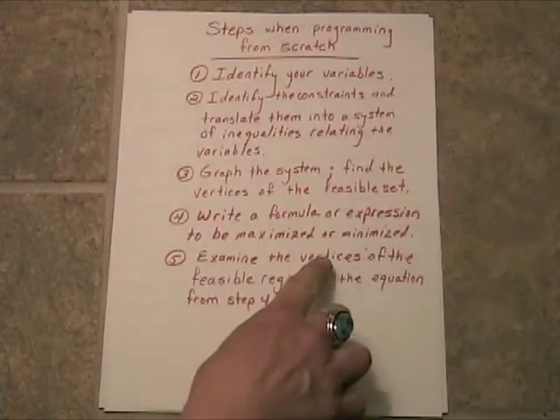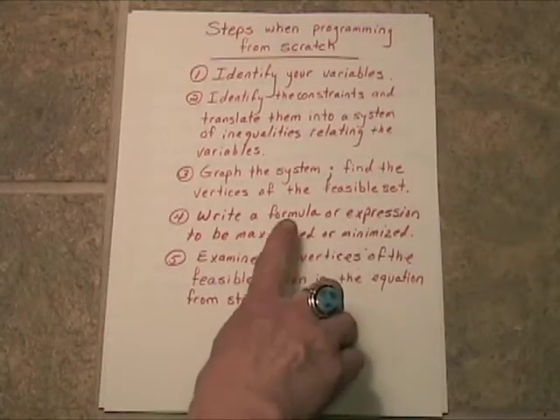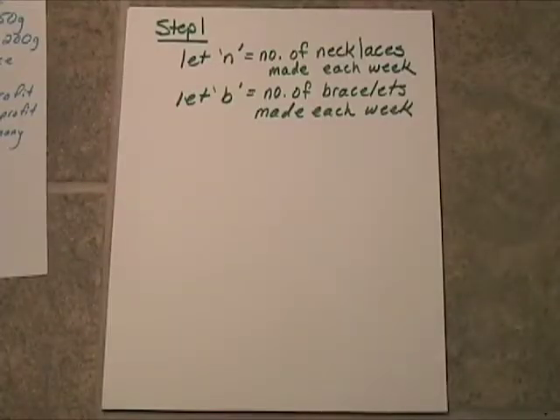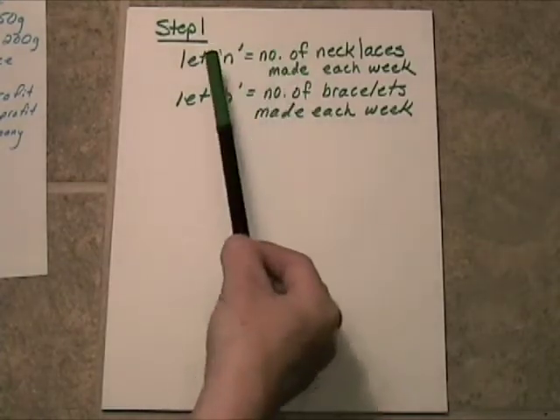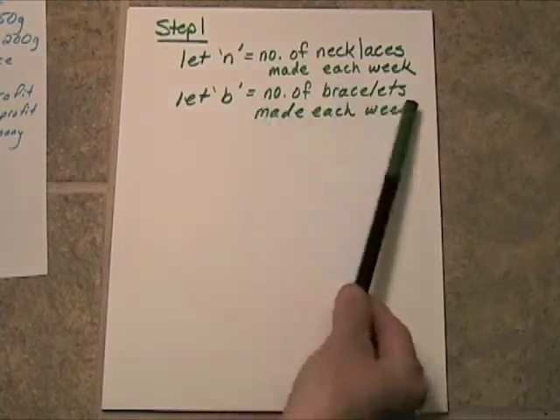And then they plug the coordinates of the vertices of the feasible region into the profit expression, and examine all the vertices and see which one will make them the most money. Doesn't sound too bad as long as we can follow 5 little steps. Step 1 is to identify your variables. Well, there's 2 things here that we're looking at. The number of necklaces that are made each week, I'm going to call that N, and the number of bracelets, B.